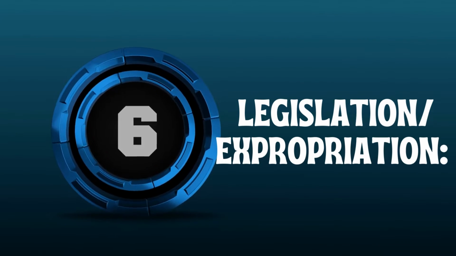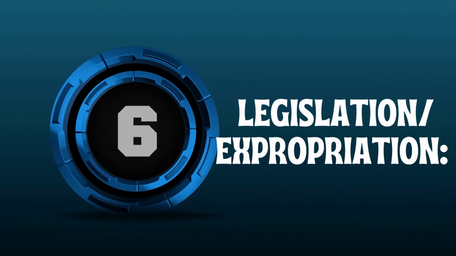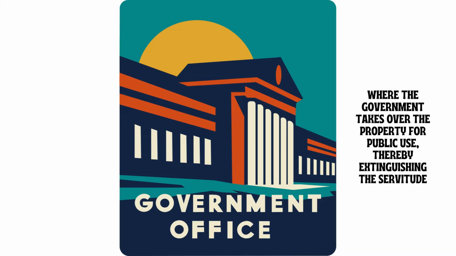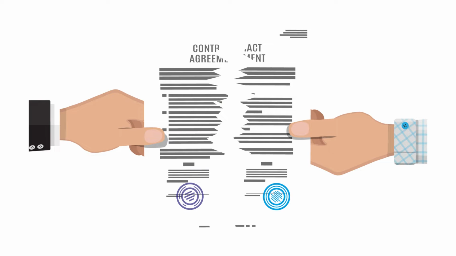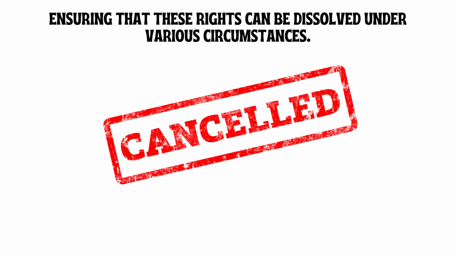6. Legislation/expropriation. Servitudes can be terminated by legislation, such as in the case of expropriation, where the government takes over the property for public use, thereby extinguishing the servitude. These methods provide legal mechanisms for the termination of servitudes, ensuring that these rights can be dissolved under various circumstances.